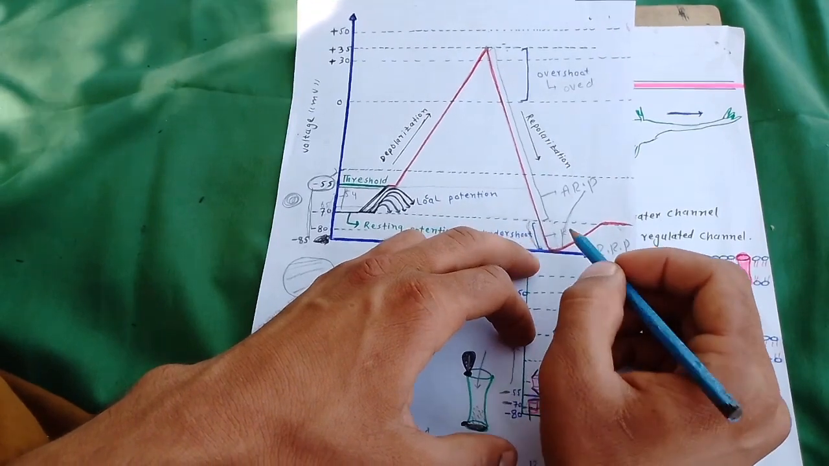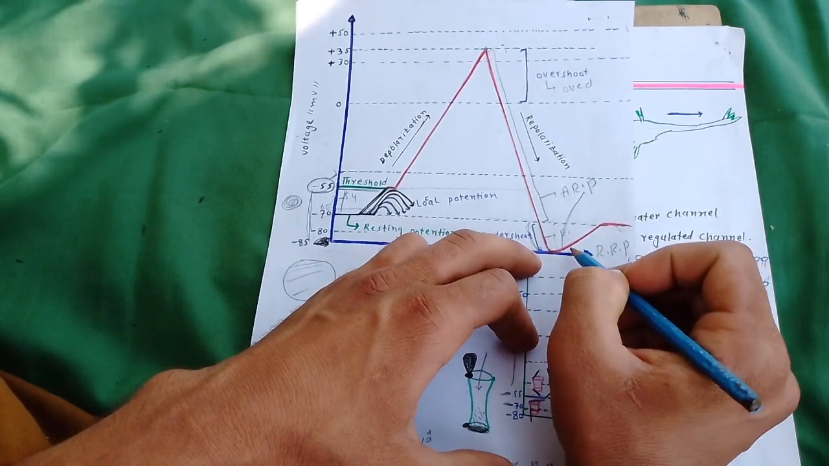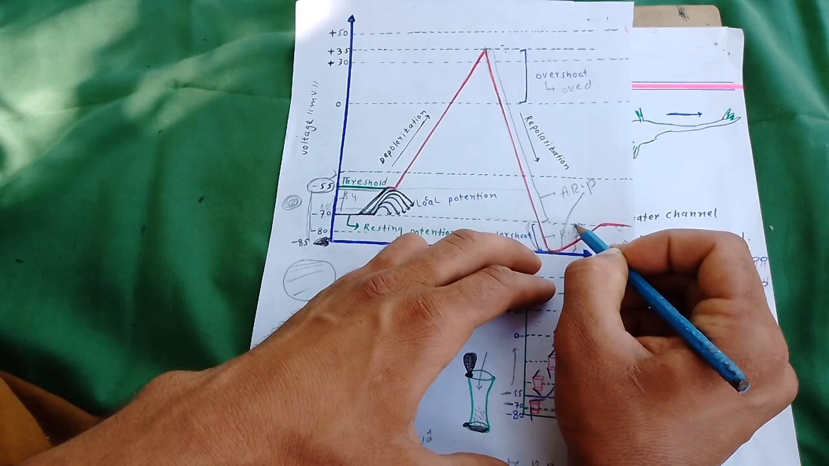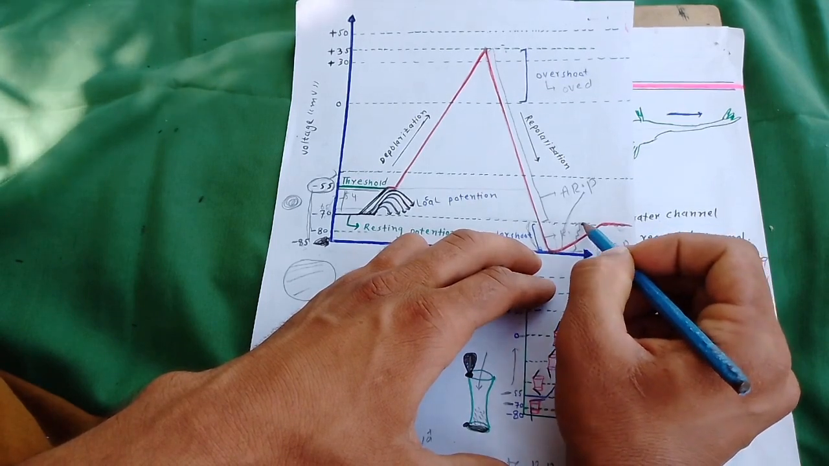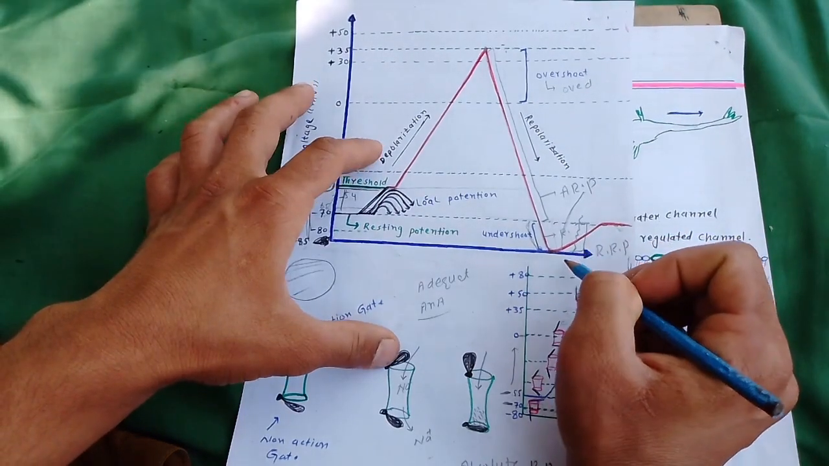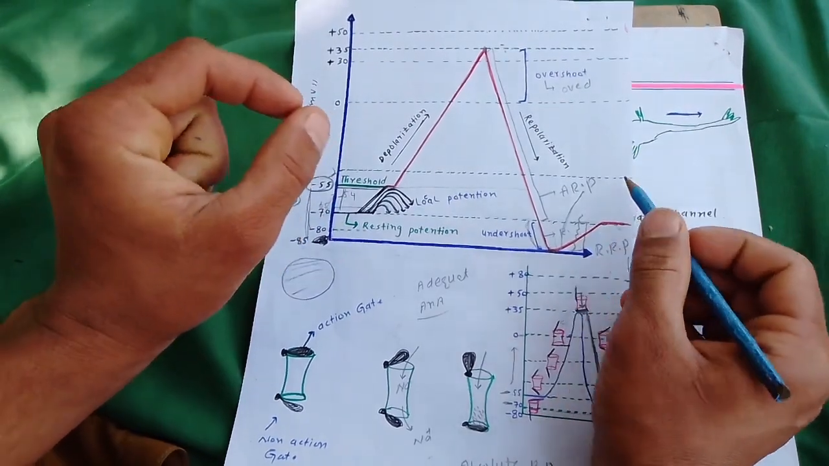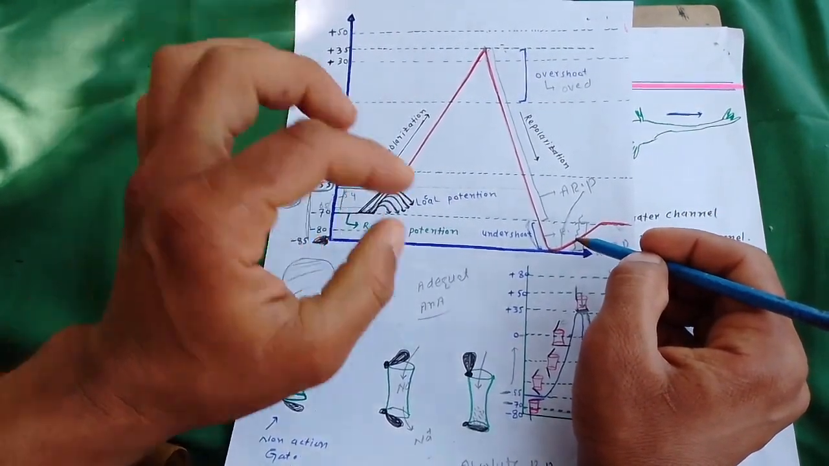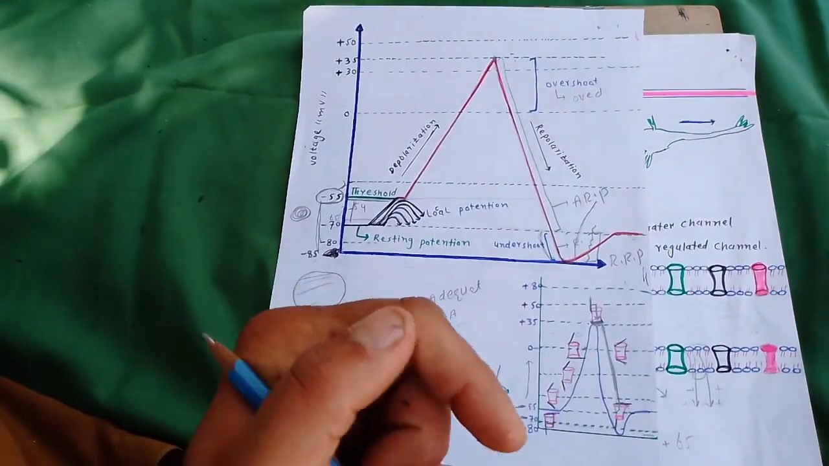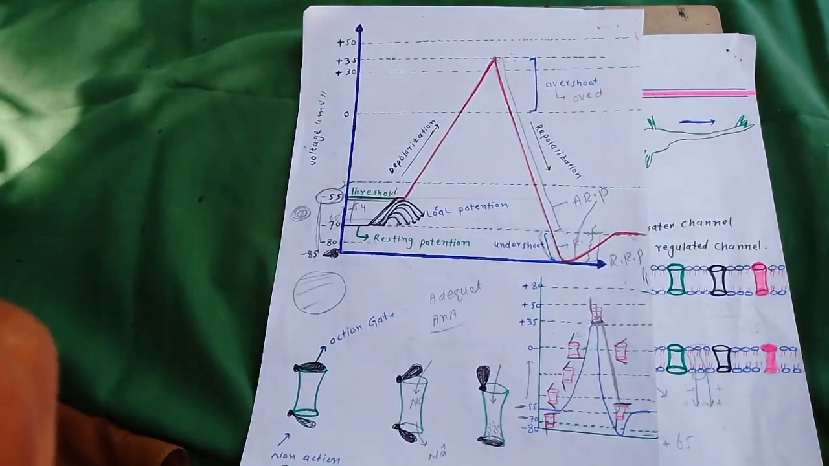During this stage, when we give a stimulus from this area up to the minus 70 area, this is called the relative refractory period, because this is the extra area. So during this time, the neuron does not undergo the actual depolarization. Okay, so this is the refractory period.